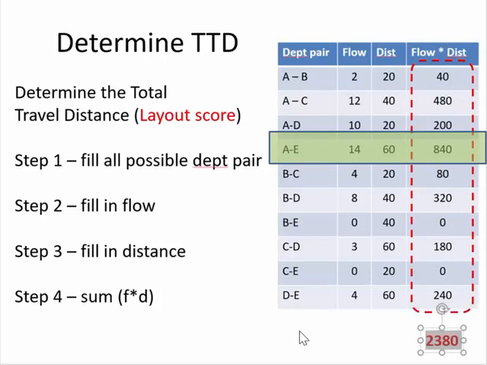Now this number has a special name to it. What do we call them? We call them the total travel distance. Or sometimes we also call them the layout score. It's just like some people call me Aoyong, some people call me also handsome. It's the same thing.